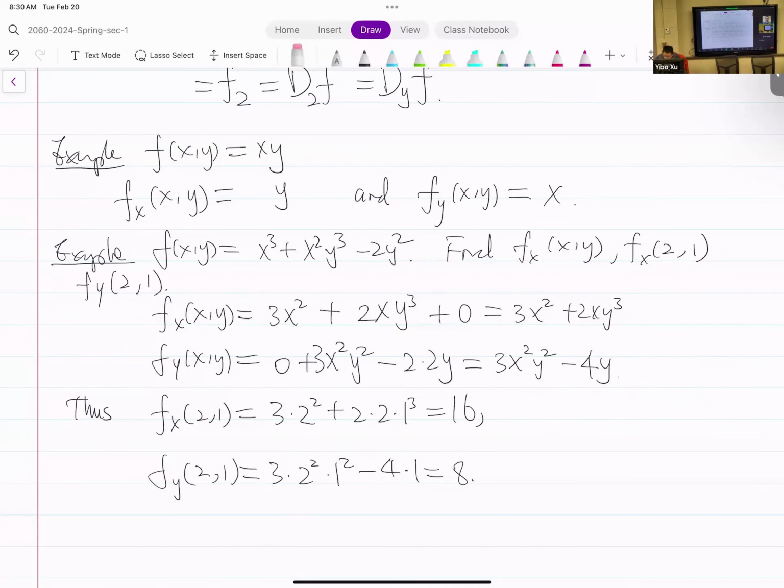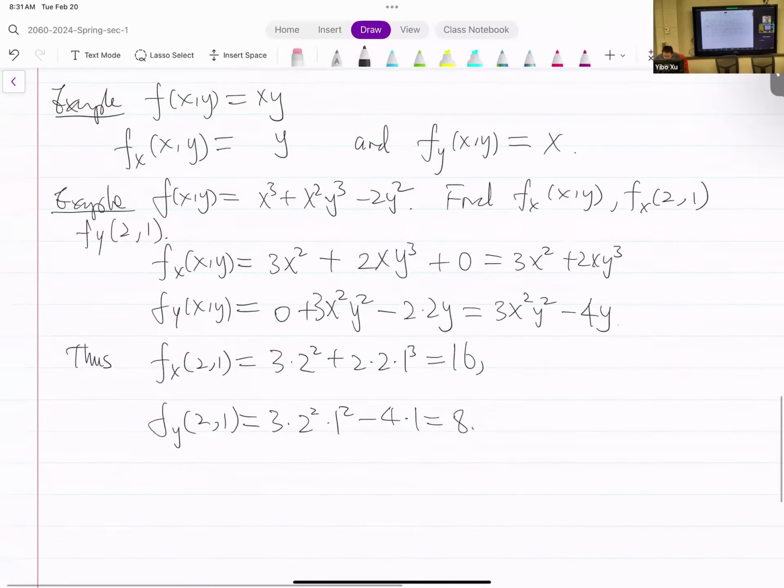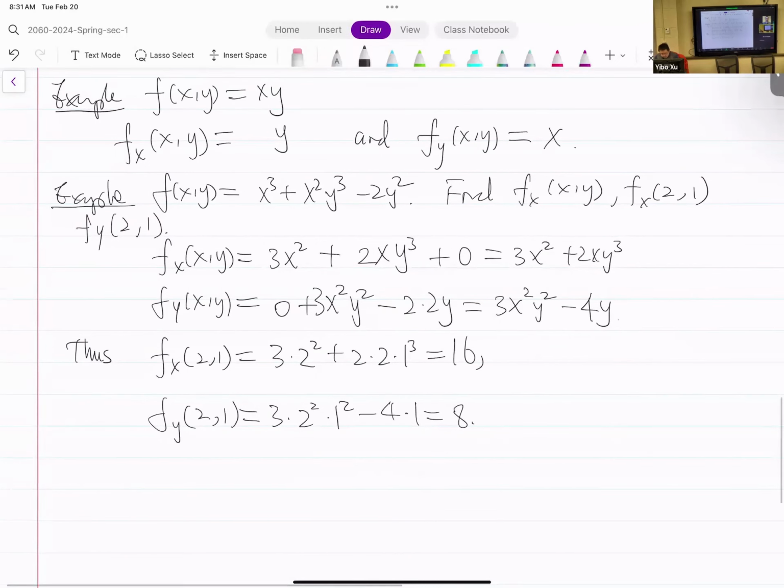And finally, last time, I just added the evaluation part, right? So now you plug in the input pair 2, 1, which just says x equal to 2 and y equal to 1. So we can easily calculate these instantaneous rates of change at the particular input pair. Okay, 2, 1.